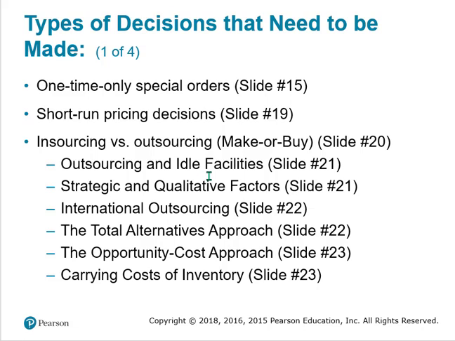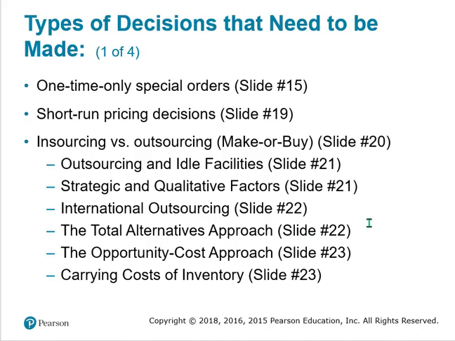Okay, short run pricing decisions. Okay, short run as opposed to long run. And then outsourcing versus insourcing. And these are make or buy decisions. Do I make it myself or do I have it done on the outside? And what do I have to pay attention to with these decisions? We'll look at outsourcing and idle facilities, strategic and qualitative factors, international outsourcing, total alternatives approach, opportunity cost approach, and the carrying costs of inventory.